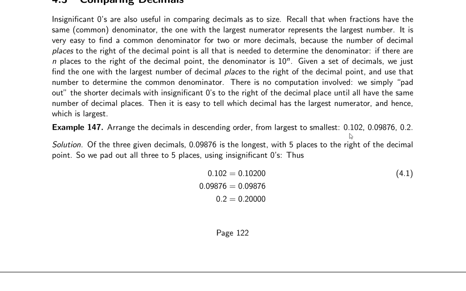So this first one, 0.102, is 3 places. This one has 5 places. This one has 1 place. The middle one is 5 places, so we'll give these other 2 five places as well. So we need an extra 2 zeros. Add those insignificant zeros on the right. Keep the middle one the same, and the last one has 1 place, so we'll add 4 more zeros to give it 5 places.